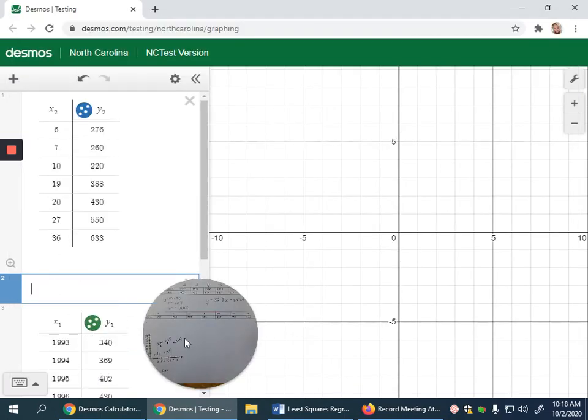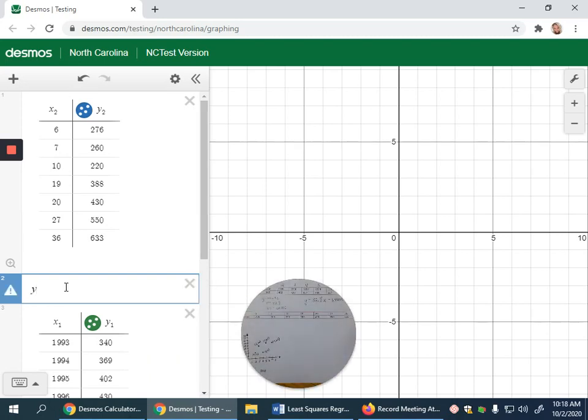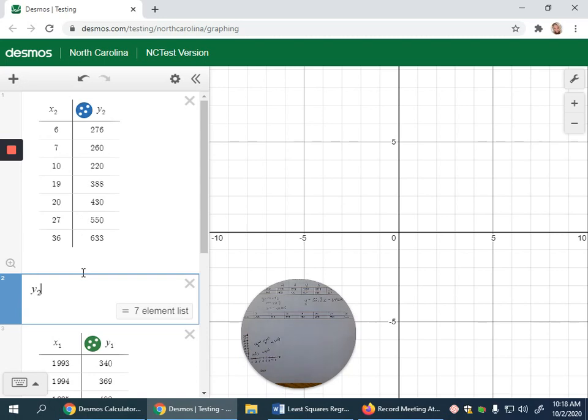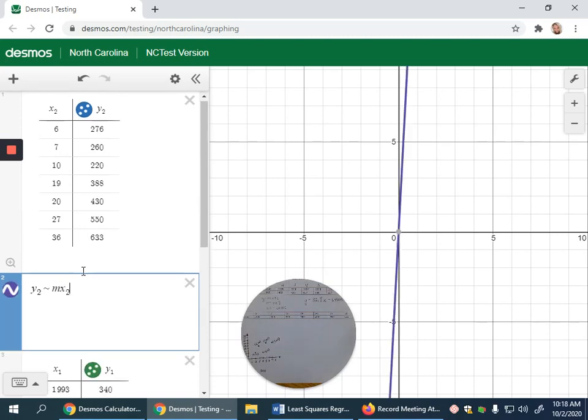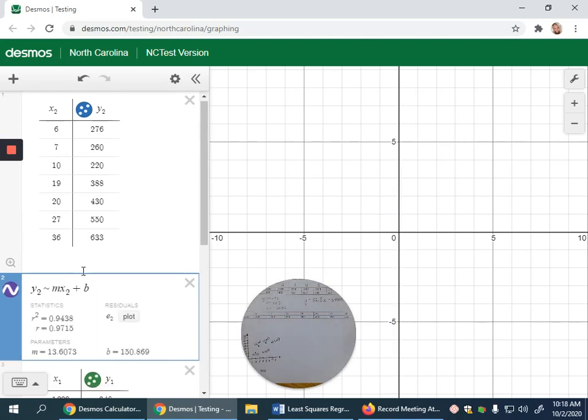And then it's mx2 plus B, okay? And now it's going to take that data that's in your table and it's going to write the equation of the line that best fits that data, okay? So I'm going to write down my equation, and then I'm going to write down my M and my B. I'm going to plug it in. So my M is 13.6073, and then my B, which is my y-intercept, is 150.869, okay? So I'm going to just plug that in.